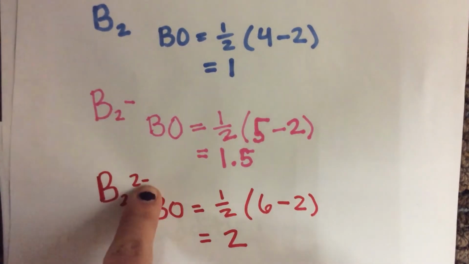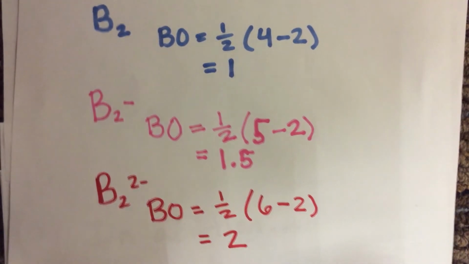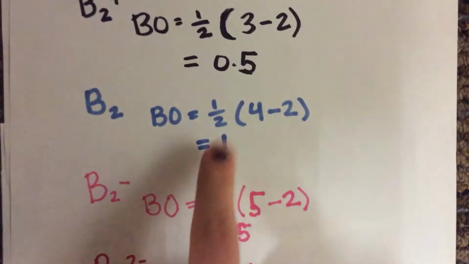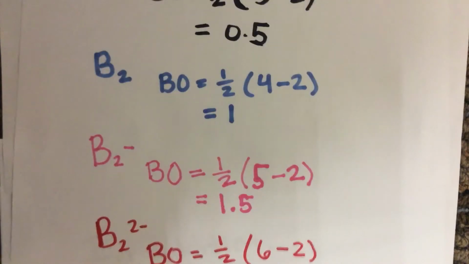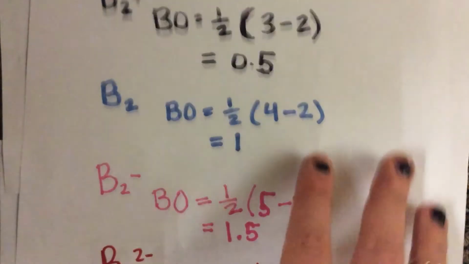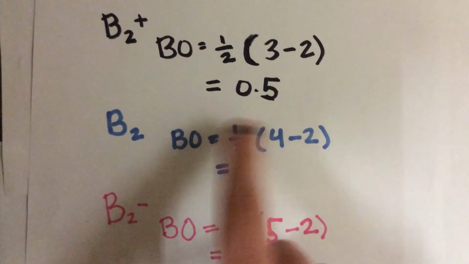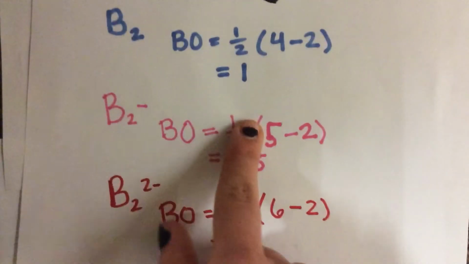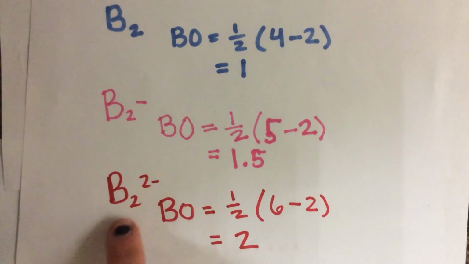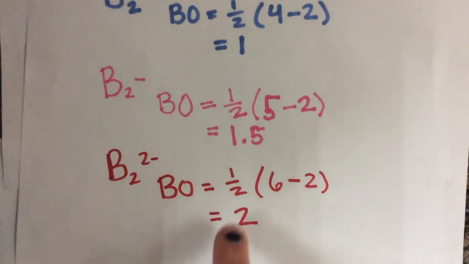And if you continue to use this little equation to figure out the bond order for B2, B2-, and B2 2-, you see that the bond order actually increases from 0.5 to 2 by 0.5. You see B2+ has a bond order of 0.5, B2 has a bond order of 1, B2- has a bond order of 1.5, and B2 2- has a bond order of 2.